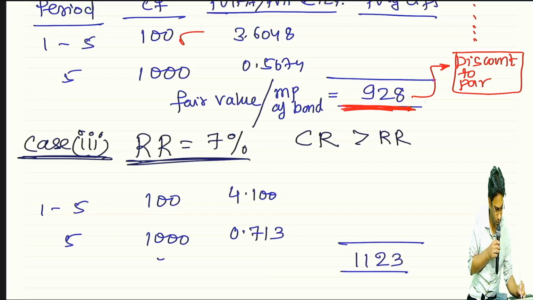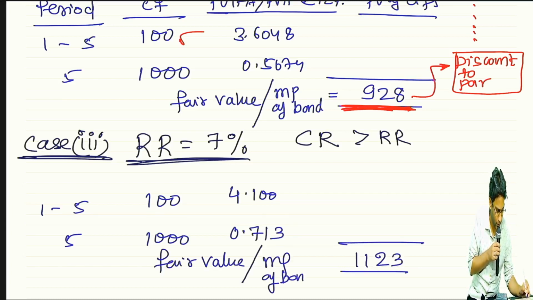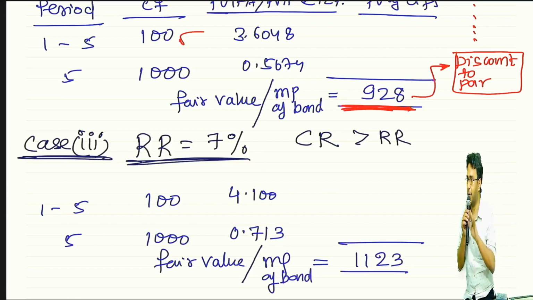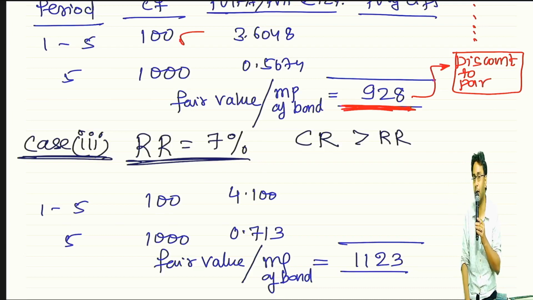1123. What is 1123? This is the fair value of the bond. This is also the market price of the bond. Tell me, is the bond correctly priced, underpriced or overpriced? Correctly priced. When it's correctly priced, will you buy or not? You'll buy. If you buy a bond which is correctly priced, how much return will you get? Your actual return will be equal to your required return. What is your required return? 7%. So you will get a return of 7%.